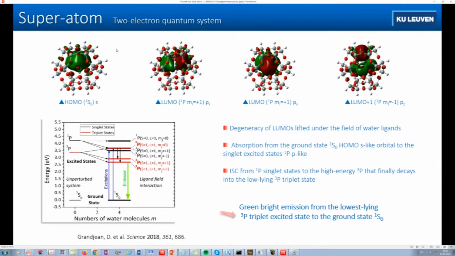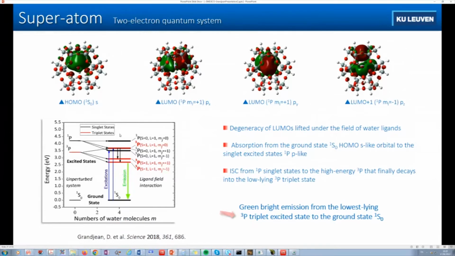We call it a super atom, which means it's mimicking an atom. It's a cluster of several atoms whose electronic properties resemble those of an atom, like helium, for instance. This is a 2-electron system. So you have the HOMO, which is this spherical S orbital, and then you have the LUMO, the p orbital, of course p_x, p_y, and p_z. And then this is the calculation of all the energies. You also see the singlet and triplet states.